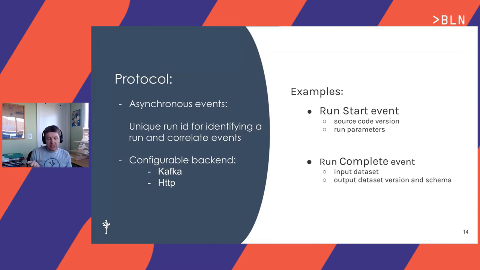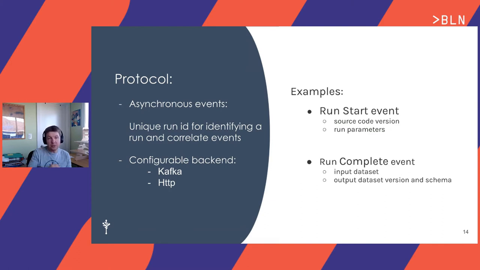And really, the only thing that OpenLineage depends on is having some asynchronous protocol. So it could be HTTP, it could be a Kafka queue, something like that. Basically, you're going to send a start event when the job starts, and a unique run ID is going to help correlate the start event and the end event.